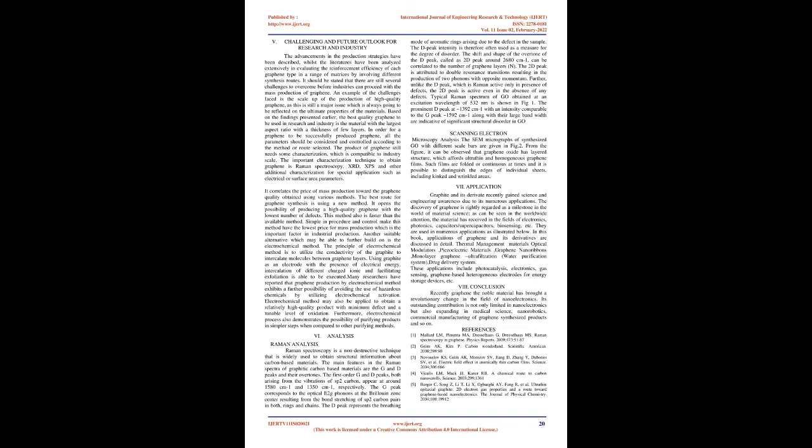6. Analysis. Raman analysis. Raman spectroscopy is a non-destructive technique that is widely used to obtain structural information about carbon-based materials. The main features in the Raman spectra of graphitic carbon-based materials are the G and D peaks and their overtones. The first-order G and D peaks, both arising from the vibrations of sp2 carbon, appear at around 1580 cm^-1 and 1350 cm^-1, respectively. The G peak corresponds to the optical E2g phonons at the Brillouin zone center resulting from the bond stretching of sp2 carbon pairs in both rings and chains.